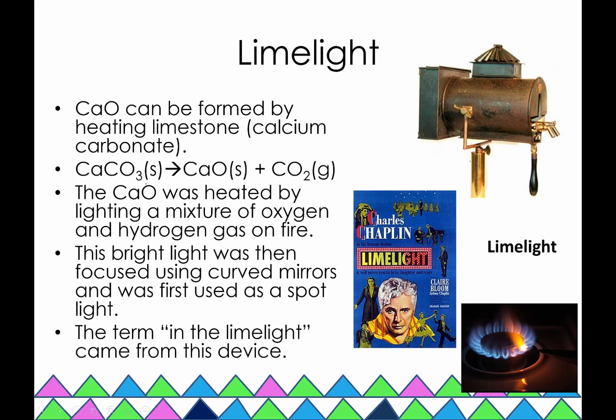We already mentioned that calcium oxide can be formed by heating limestone, so calcium carbonate, heating it up to form calcium oxide and carbon dioxide. And the calcium oxide is heated with a mixture of oxygen and hydrogen gas on fire, and that's what creates these original spotlights. The bright light was then focused using curved mirrors and was used as a spotlight. So that's where the term "in the limelight" comes from: calcium oxide being used as a spotlight.